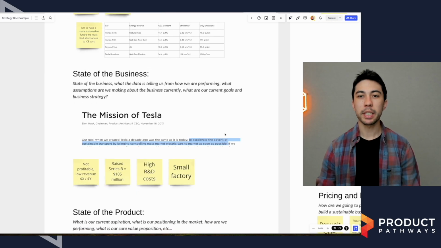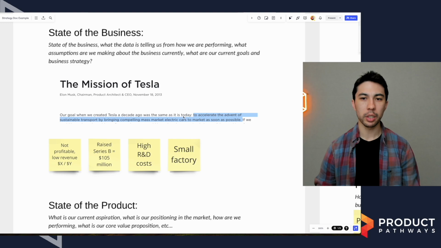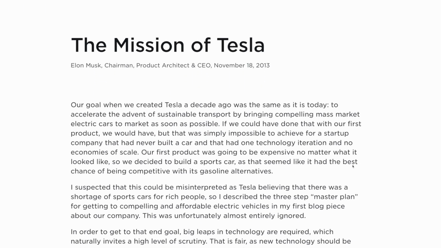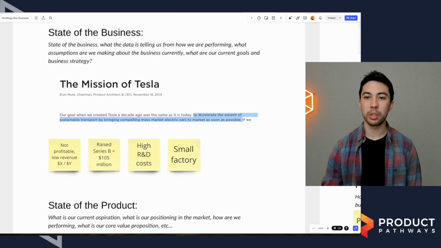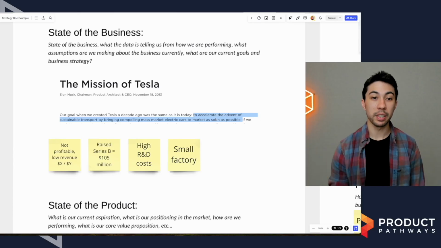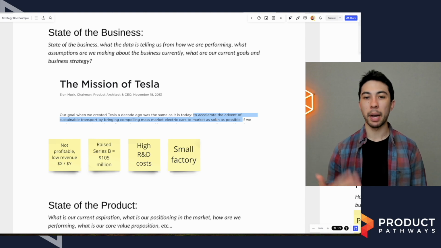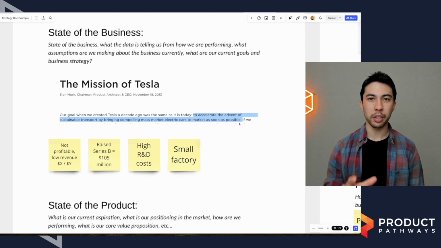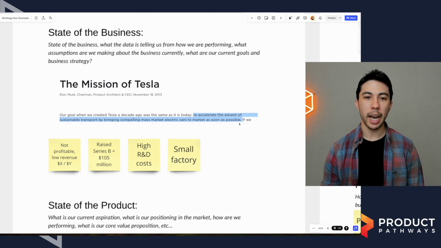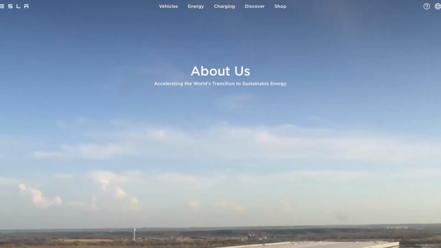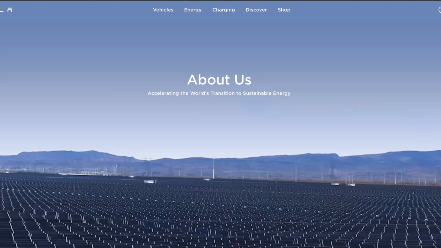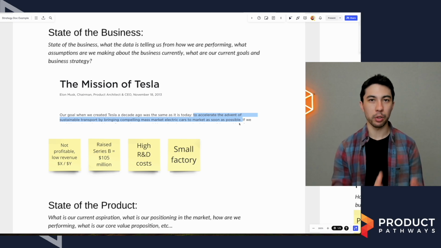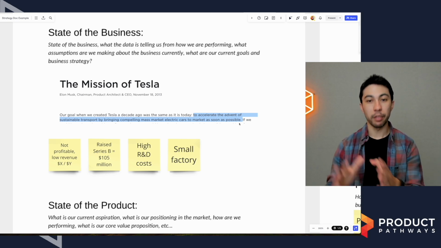Now, from a state of the business point of view, I started with the mission. I took it from the 2013 blog article, which he said was the same as a decade ago, which was to accelerate the advent of sustainable transport by bringing compelling mass market electric vehicles to market as soon as possible. And that vision and mission statement has actually evolved, and it's become a little bit more generic these days, with just accelerating the world to a sustainable future, which is what Tesla's mission statement is today. But back then, they were very focused on transportation, and very focused on that mass market.